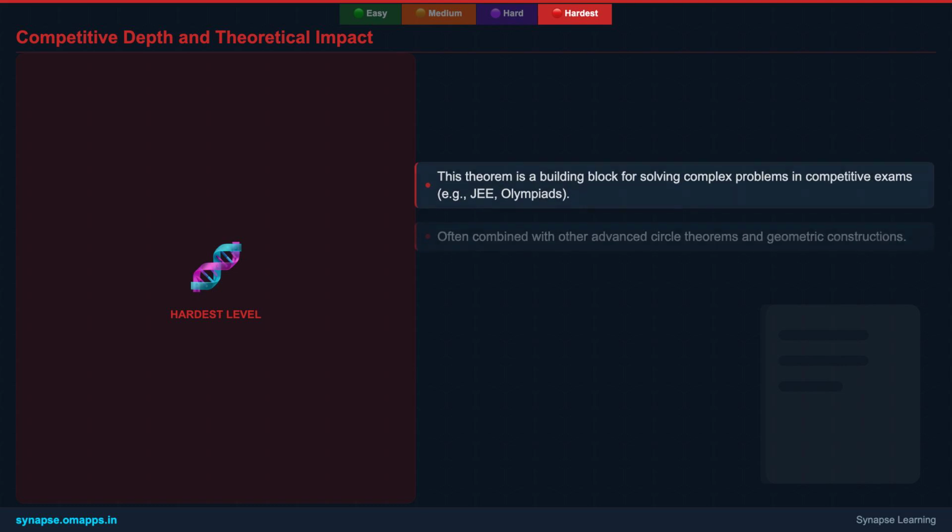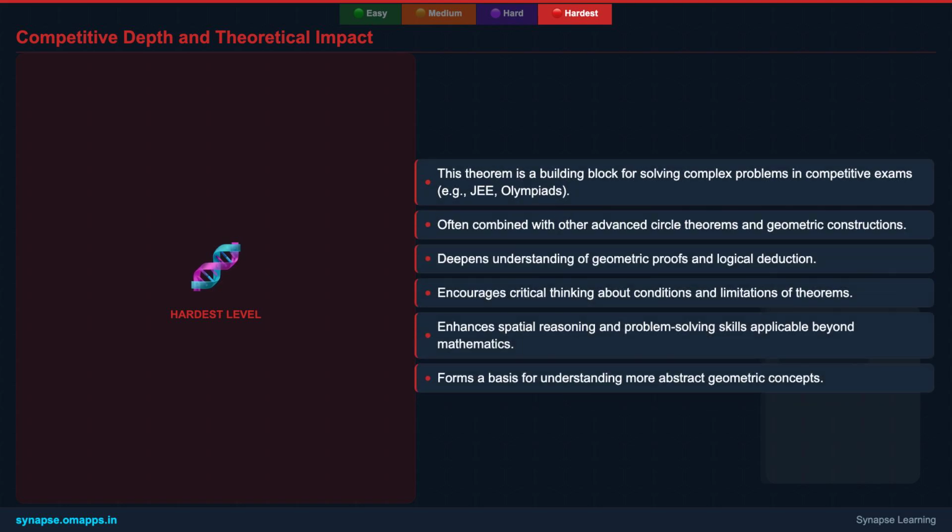This theorem's legacy is in its contribution to the broader understanding of circular symmetry and its application in problem solving. It's a key building block for more advanced theorems in geometry and forms the basis for many competitive exam questions. Mastering this concept strengthens your overall geometric intuition, enabling you to approach complex problems with a structured and logical mindset. It's about seeing the hidden relationships and patterns within shapes, which is a skill applicable far beyond mathematics.